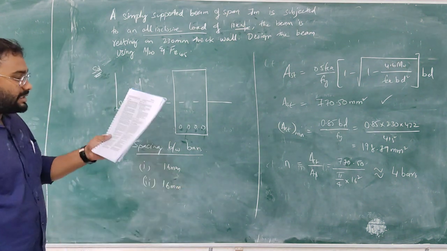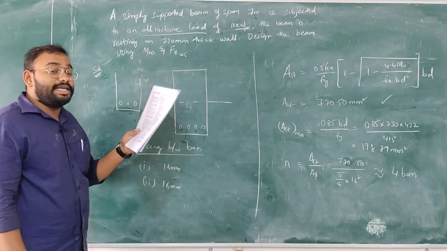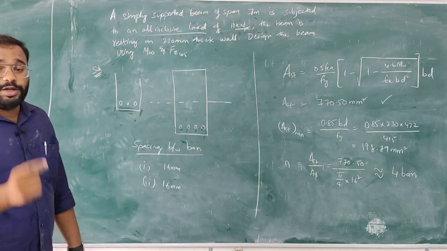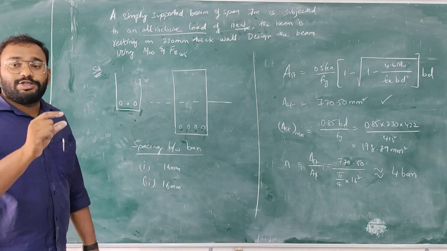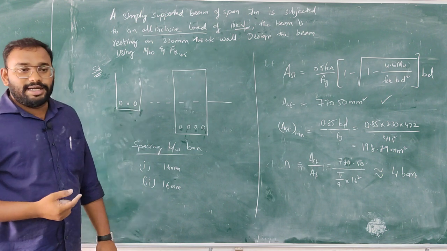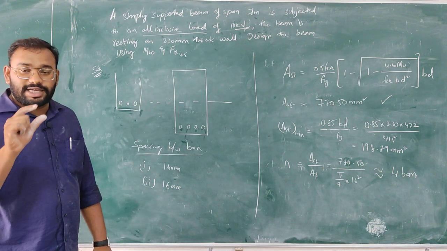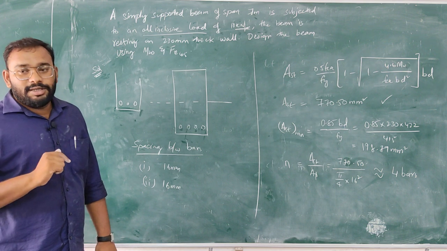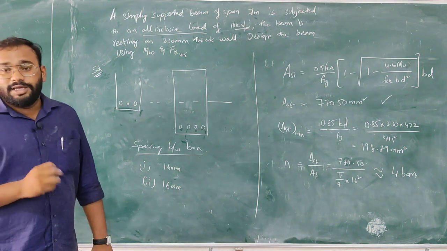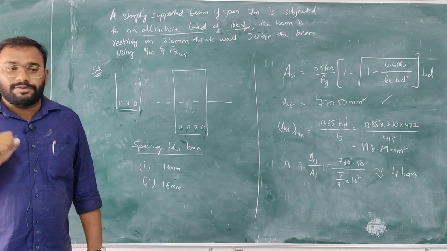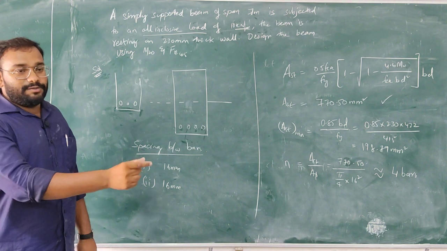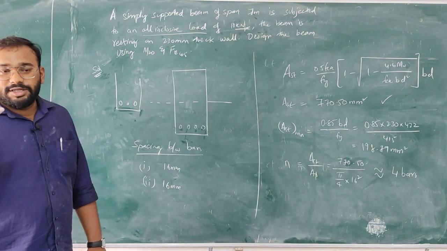Now the third condition: 5 mm more than the nominal size of coarse aggregate. What do you mean by coarse aggregate? A particle which is of size more than 4.75 mm. You have studied in geotech, or soil mechanics, that a particle whose size is more than 4.75 mm, or which is retained on the 4.75 mm sieve, is called coarse aggregate. The nominal size of coarse aggregate which we use for RCC structures is 20 mm.